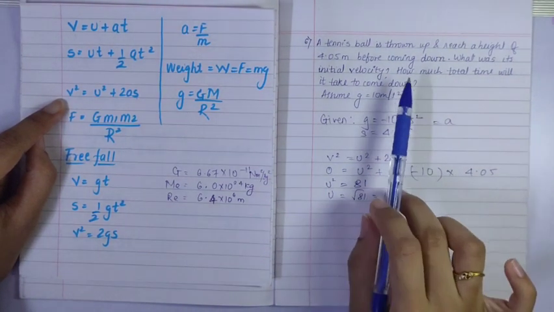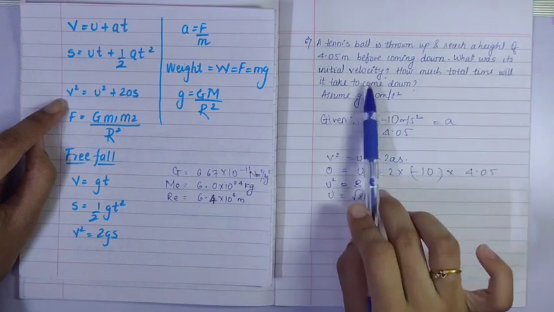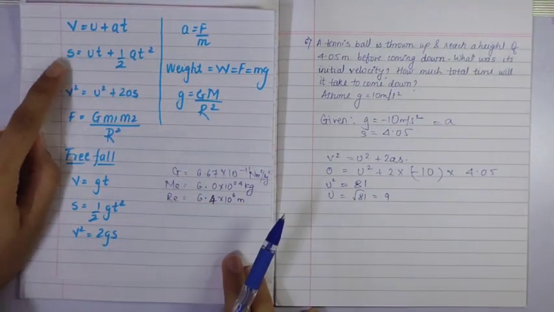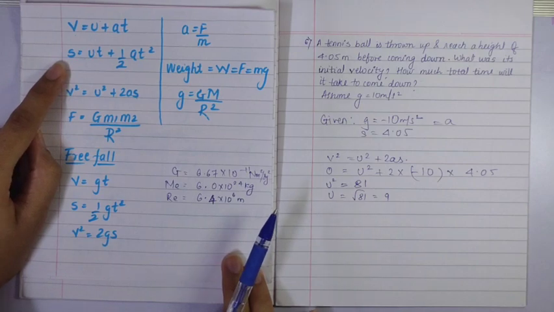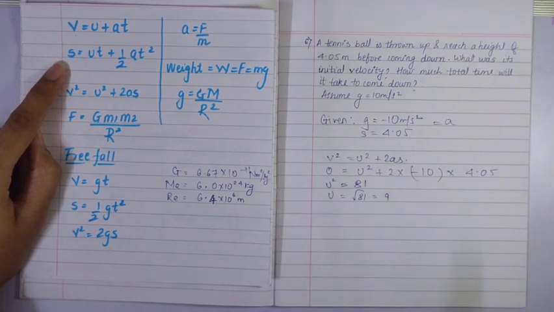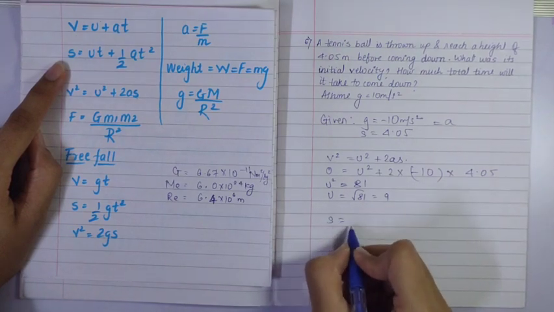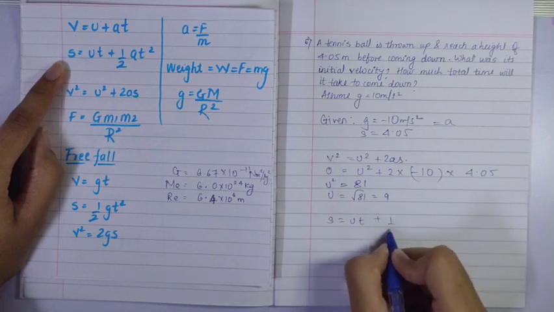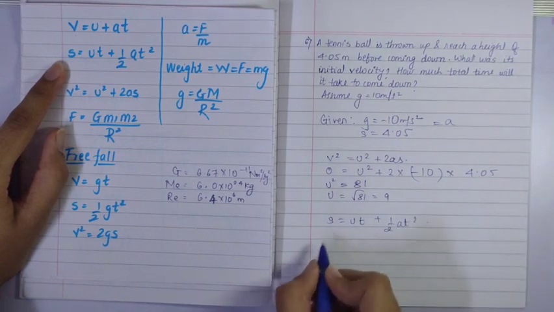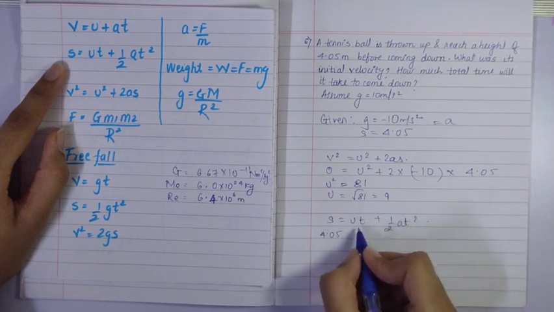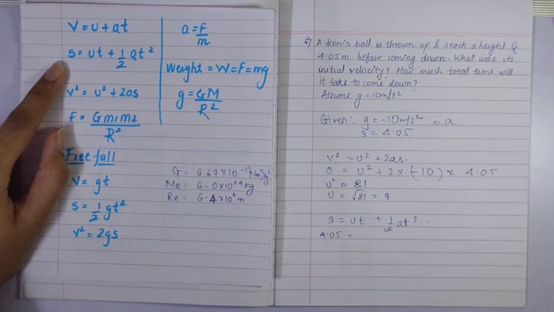So next, what have they asked you? How much total time will it take to come down? So again they have asked you time. So these two formulas you will use. For that you also know the distance, how much height it will cover. So it will be this formula. So here you know the height. What was the height? 4.05. You know the initial velocity now.